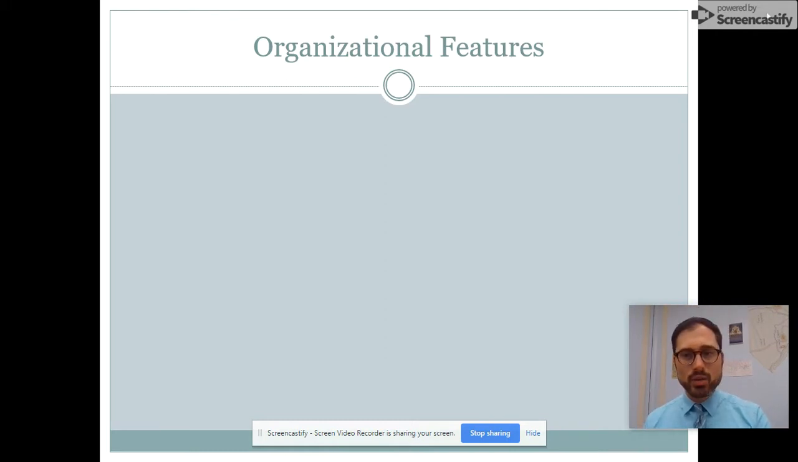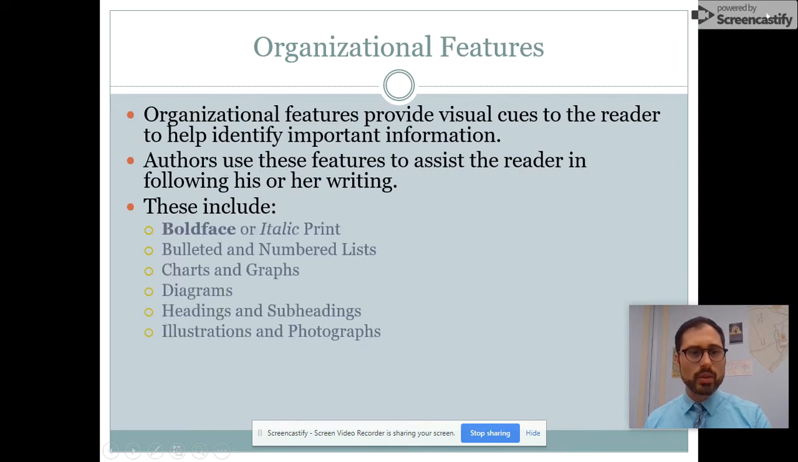So our organizational features are going to focus on all of these options that you see in front of you on the screen. These help our readers, and then as writers, they help us organize as well. So these are guiding a reader through text here.